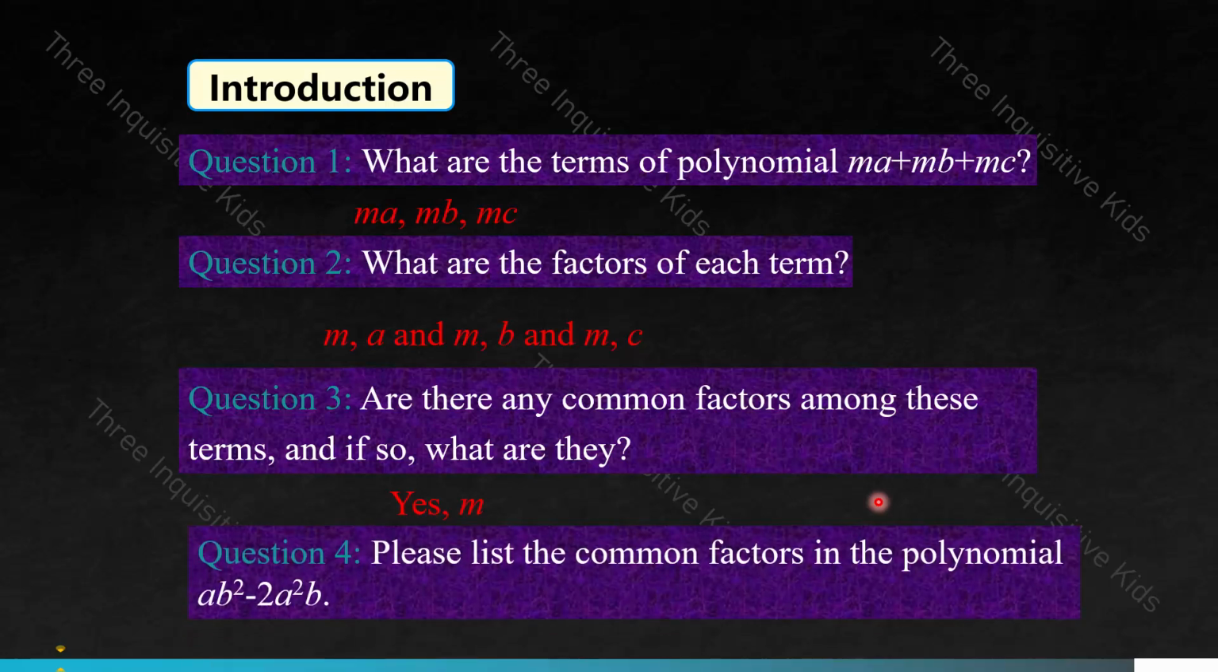Please list the common factors in the polynomial ab squared minus 2a squared b. Well, the common factors would be a, b, and then multiplied together, which is ab. The common factor is basically the factors of a term that are shared in all of the terms of a polynomial.